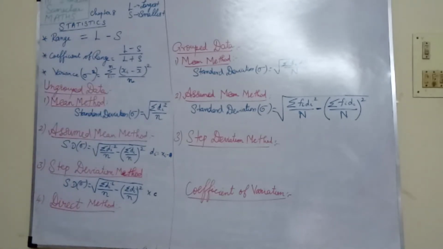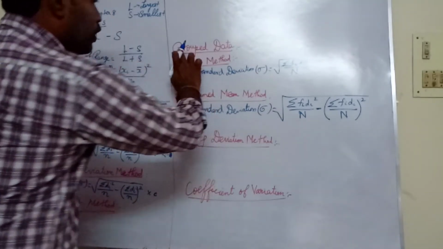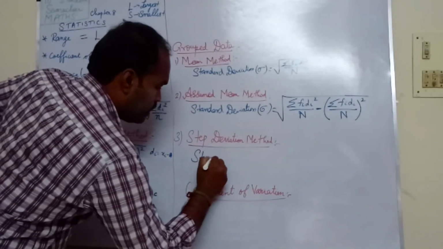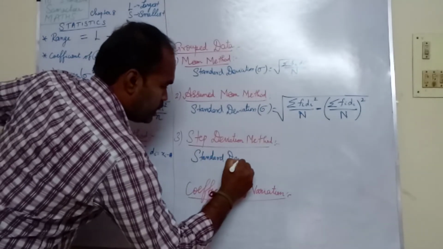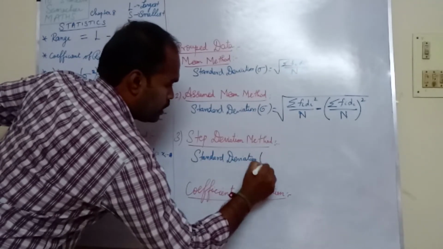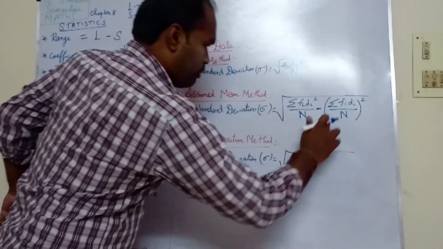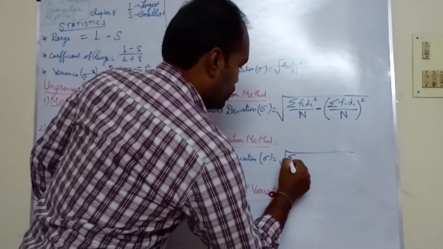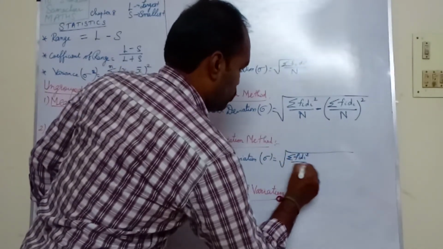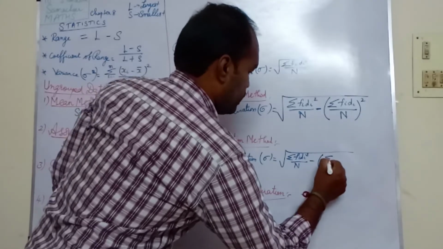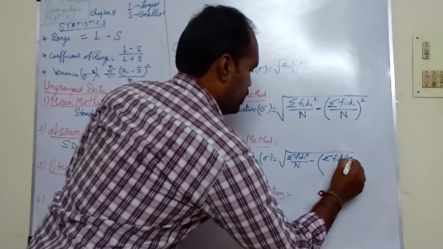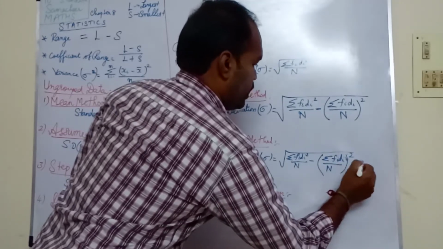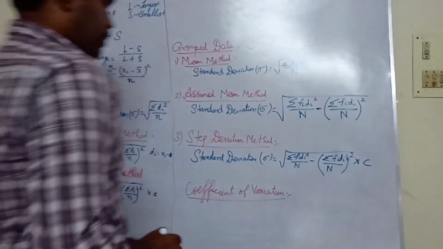The next one is the step deviation method in grouped data. For the step deviation method, standard deviation, the same thing we need to mention here, and into c we need to mention it. Sigma fi dA square by N minus sigma fi dA by N whole square, into c.